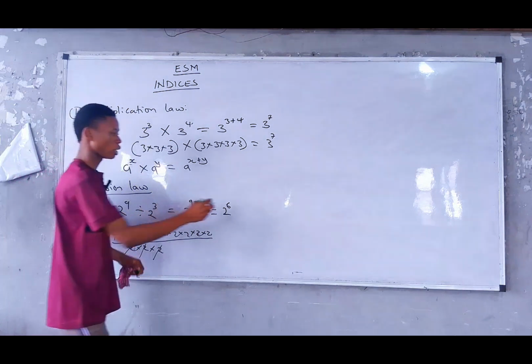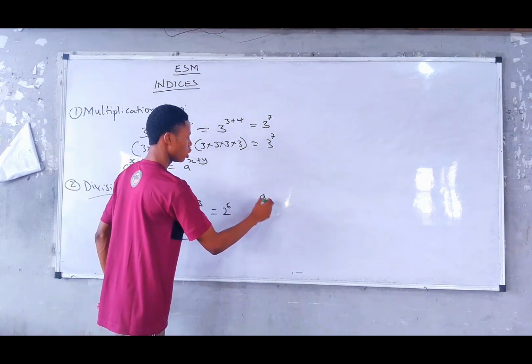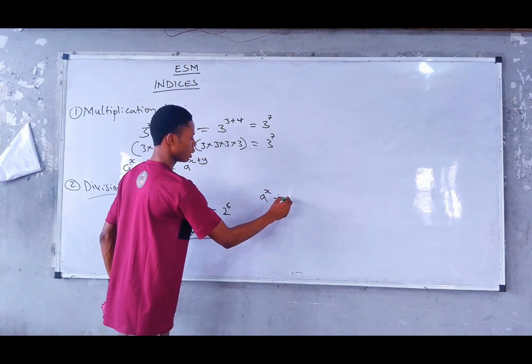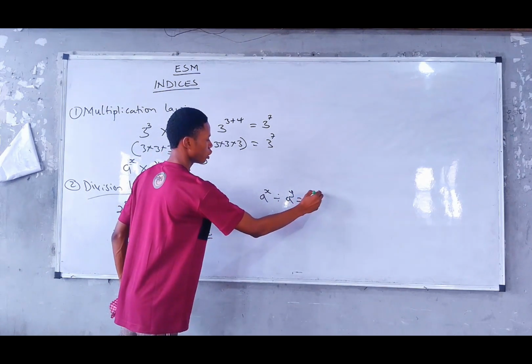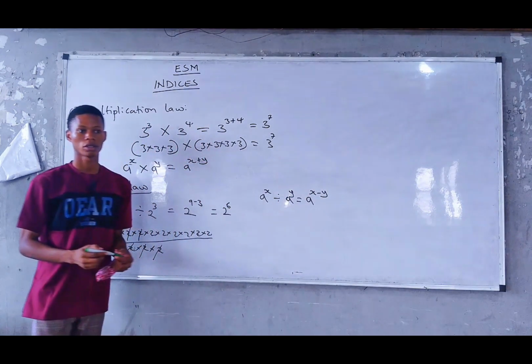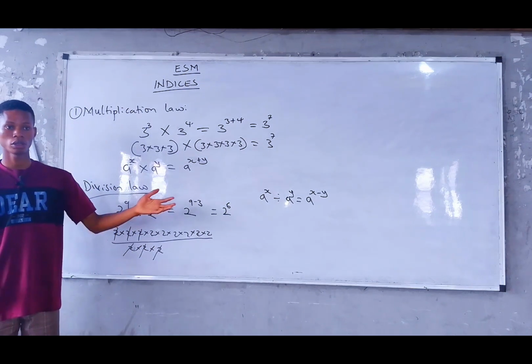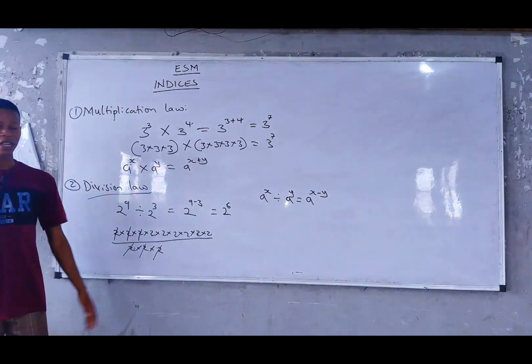So in general, we can say a raised to power x divided by a raised to power y equals a raised to power x minus y. Are we following? All right, so you can write that down.